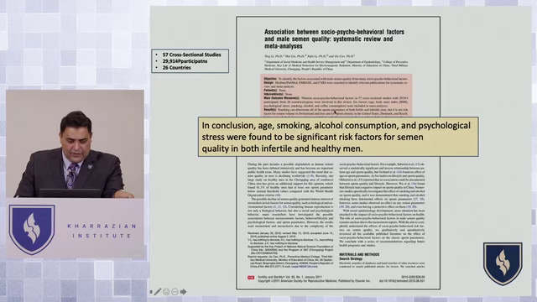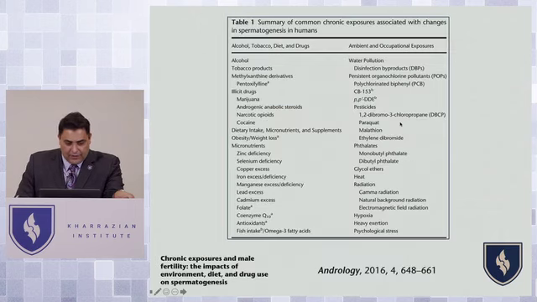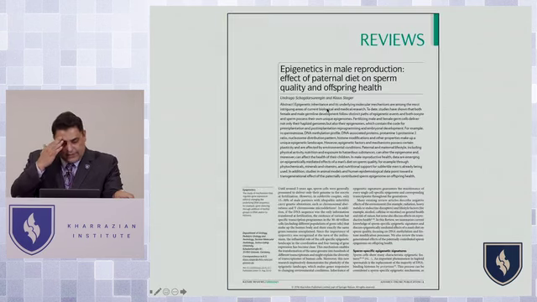So this was a study, and they showed this was 57 cross-sectional studies, almost 30,000 participants in 26 countries. They found a conclusion: age, smoking, alcohol consumption, and psychological stress were found to be significant risk factors for semen quality in both infertile and healthy men. And then they go on to show a summary of the common exposures that change sperm in humans. In this study published in Andrology, alcohol, tobacco, marijuana, obesity, water pollution, so pesticides, these things have an effect.